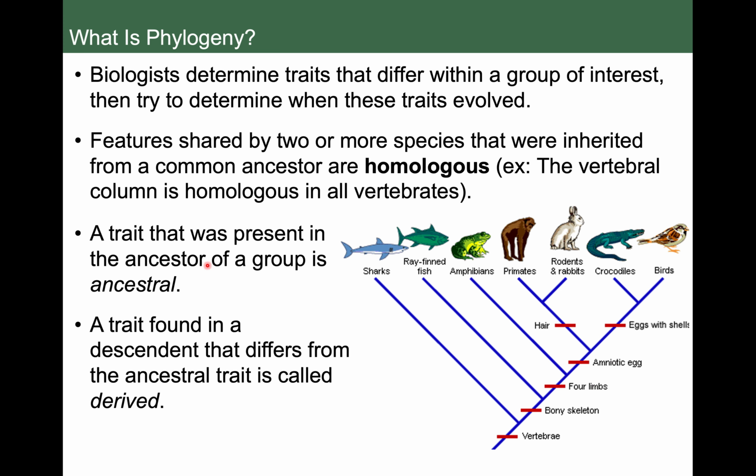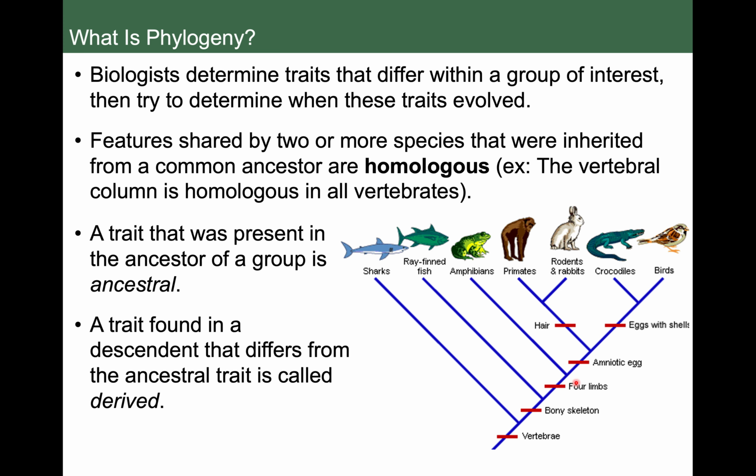Any trait that you see in a tree like this that is basically present in all of the organisms, in this case something like vertebrae, right? These are all vertebrates. We would consider this to be the ancestral trait for that particular group. And as that term implies, we would argue that that trait has been around for a very long time, right? Because it's present in such a large number of organisms.